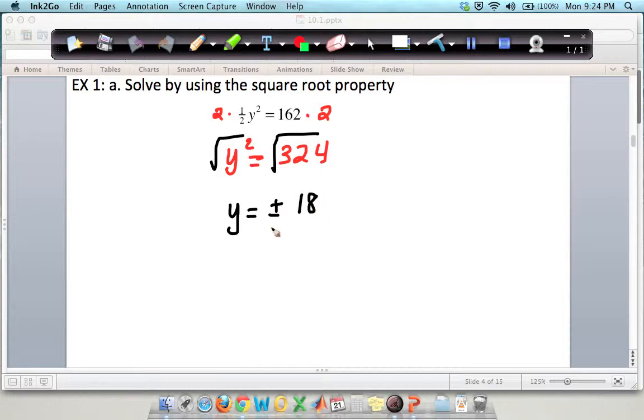Don't forget the plus or minus. So it's 2 answers, a positive 18 and a negative 18. Now for me, and on paper, you can write that plus or minus sign. In my math lab, they don't have that. So you're going to have to write your 2 answers as negative 18, comma 18.